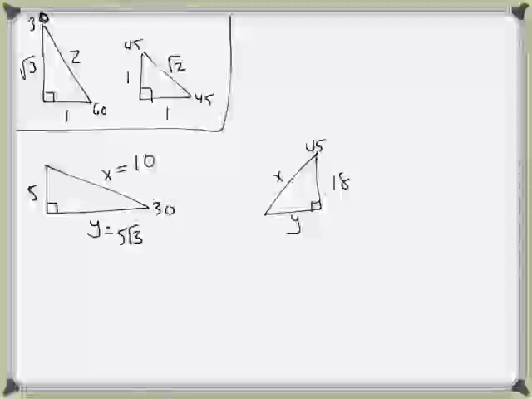In a 45, 45, 90, the two legs should be the same. It's an isosceles triangle, so y should be 18, just like the other side is 18. The pattern for the 45, 45, 90 is 1, 1, and the hypotenuse is times the square root of 2. So in this problem, it's like we're taking it and blowing it up to be 18 times as big as the original. So that hypotenuse is going to be 18 times the square root of 2.